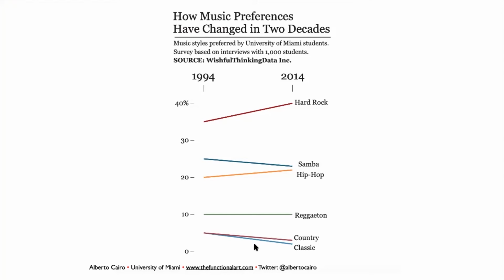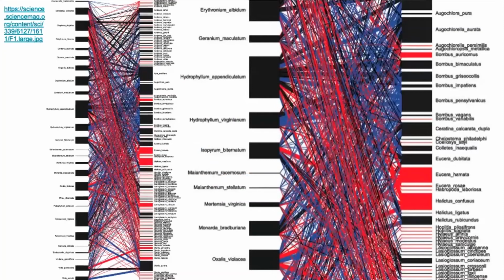This other example is actually from a scientific paper, which is all about bees. It's a piece of research about bee-plant interaction. So which bee species forage on which plant species, and which plants they pollinate.